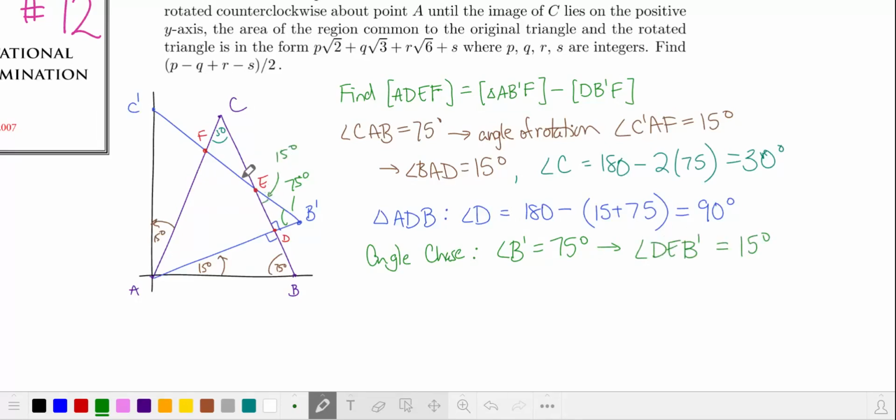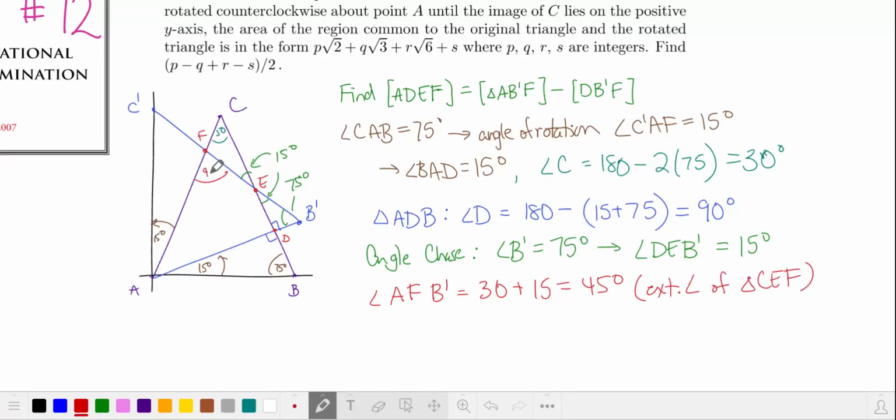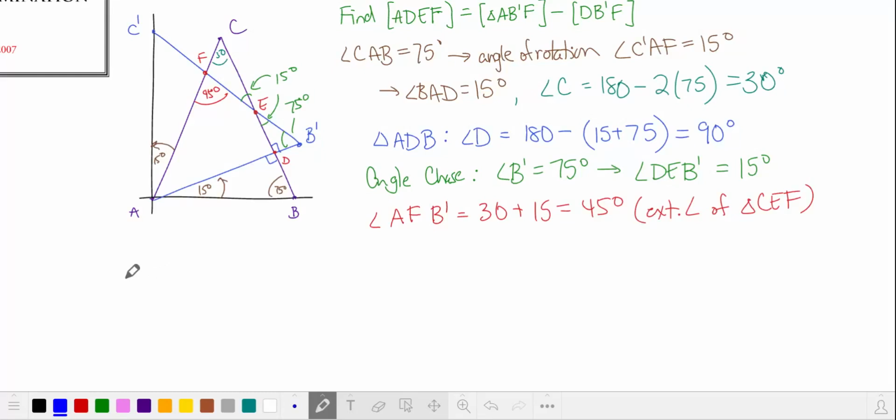That's up here, and then we have another vertical angle on the other side of E. That makes this angle up here, angle AFB prime, equal to the sum of 30 and 15 because it's an external angle of triangle CEF here to the right. So we have 45 degrees over here. Again, we preserve the distances after rotation, so the distance from A to B prime is the same as the distance from A to B, that's 20.